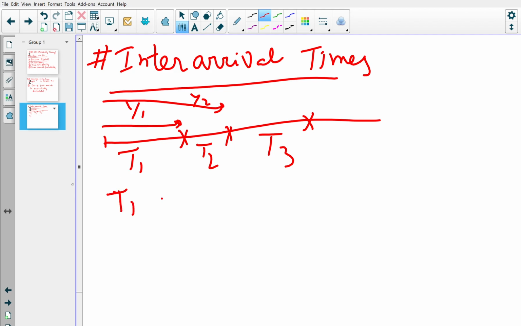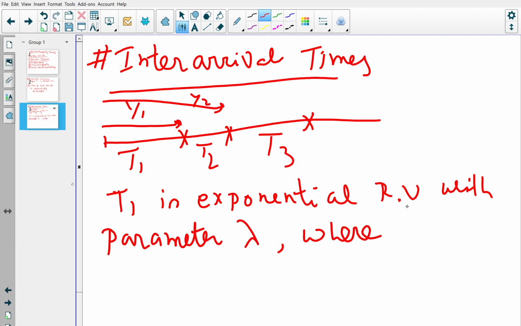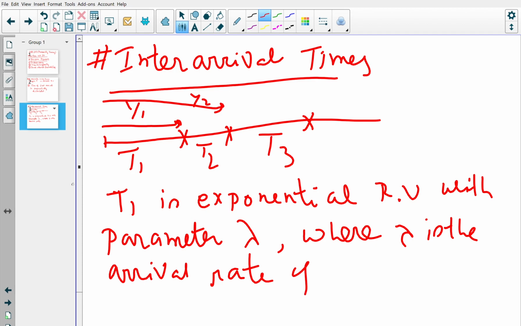In interarrival time we already learned that T1 is an exponential random variable with parameter lambda, where lambda is the arrival rate of the process.